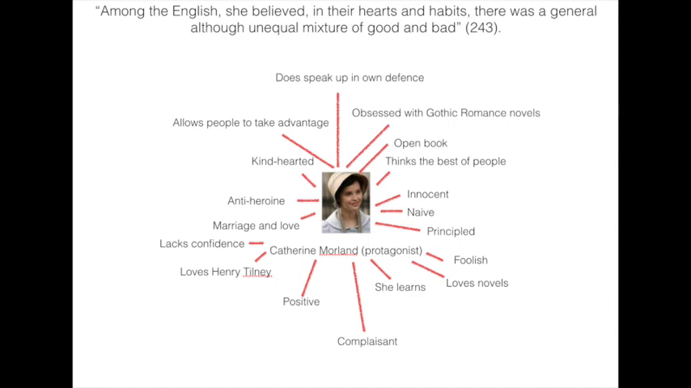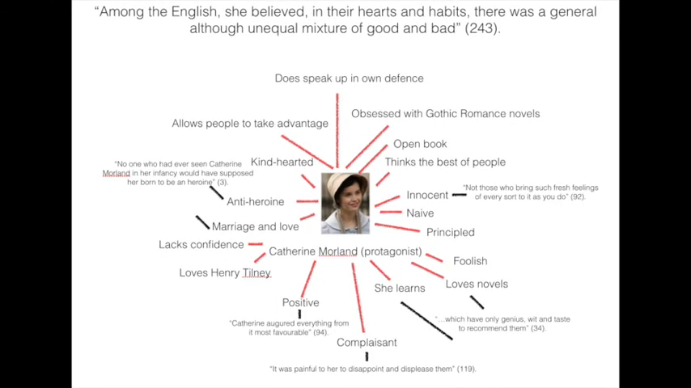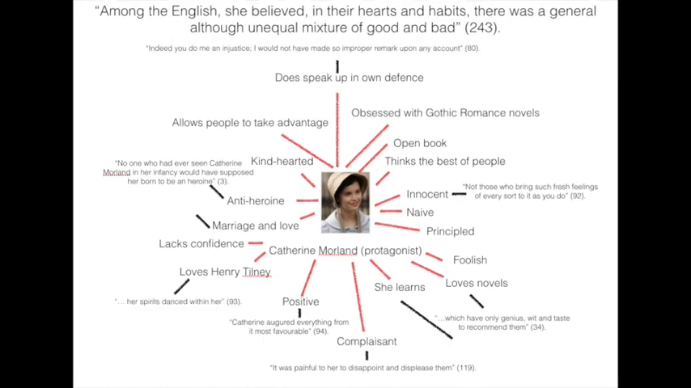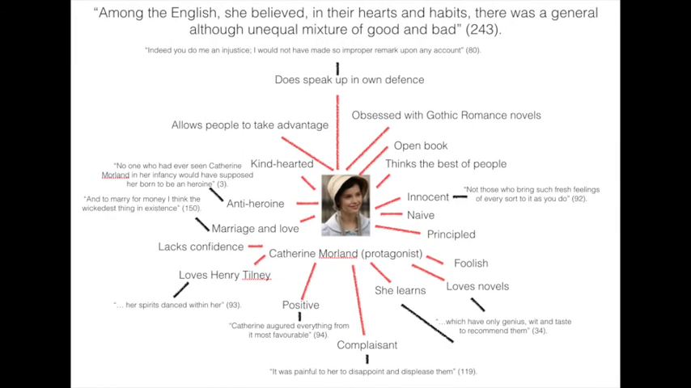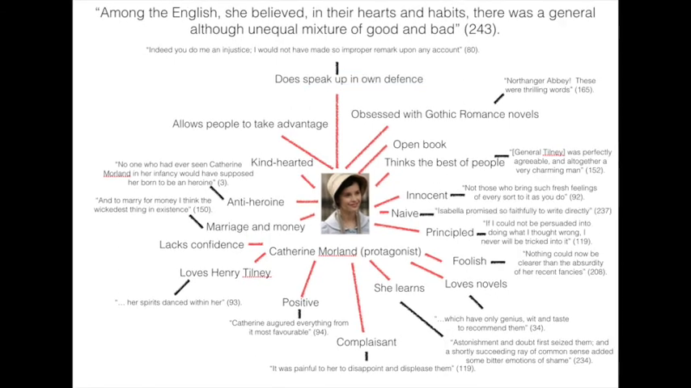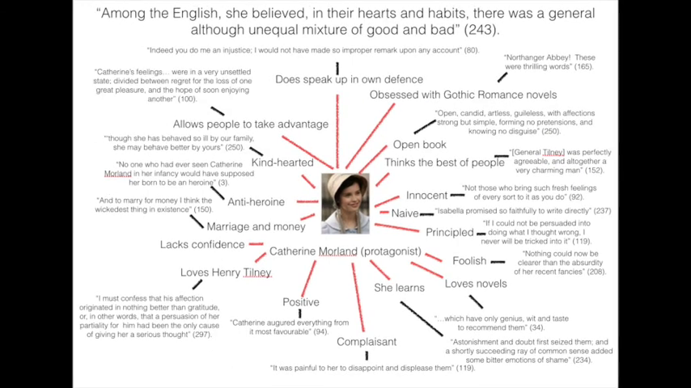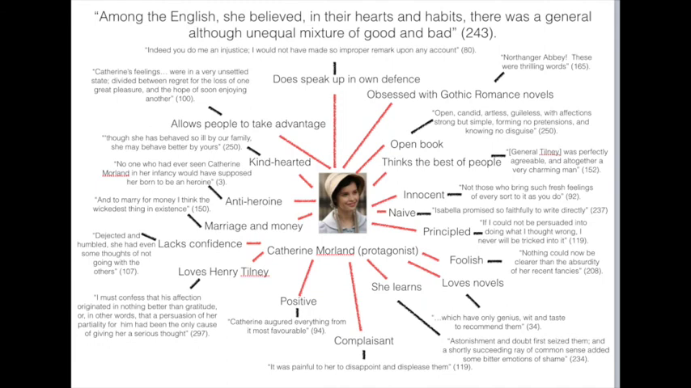Now, because I'm writing an essay, look, I can't just say Catherine is kind-hearted. I need to find evidence. So I need to find a quote or an example that supports that statement, and that's what I'm going to do now. I think this mind map really helps me with the characterisation of Catherine Morland.